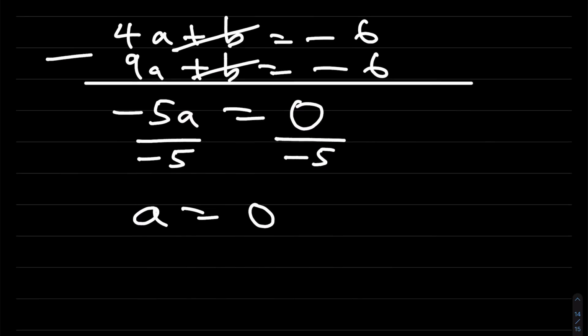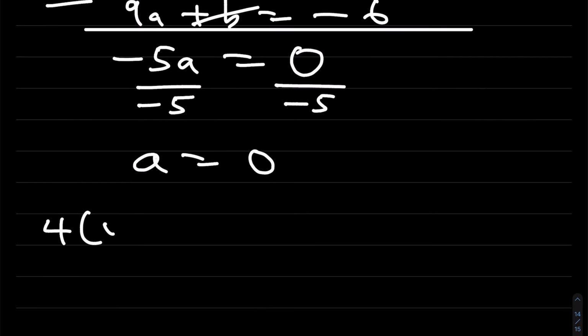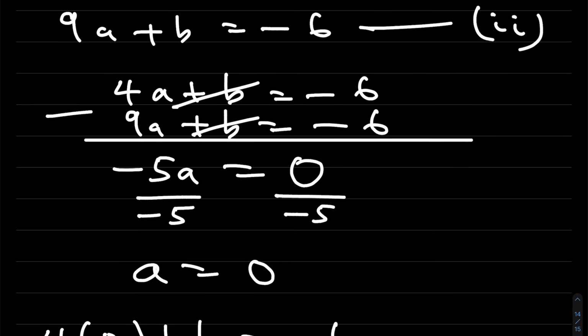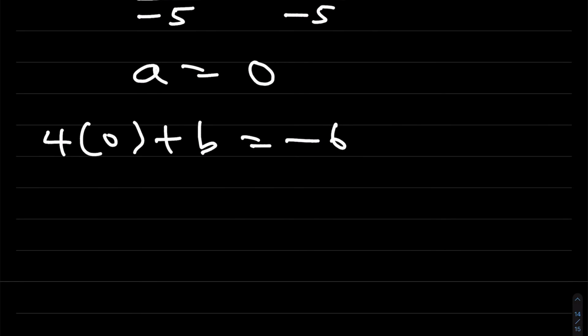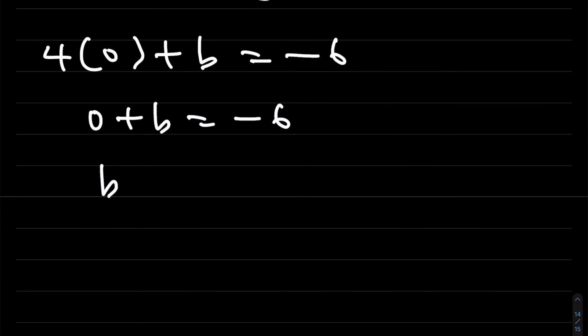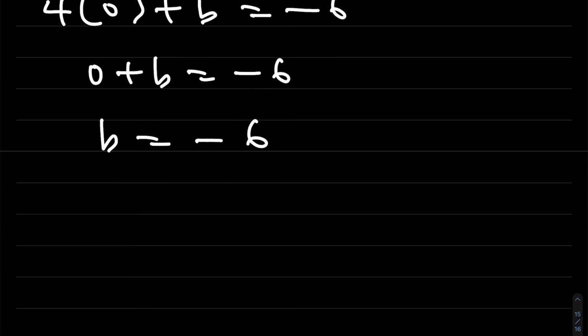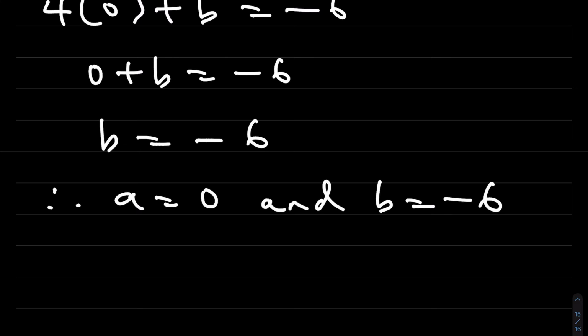Now putting a in equation 1, 4 times 0 plus b equals minus 6. We are putting a in equation 1 to find b. And that simply means 0 plus b equals minus 6, which means b equals minus 6. So a equals 0 and b equals minus 6.